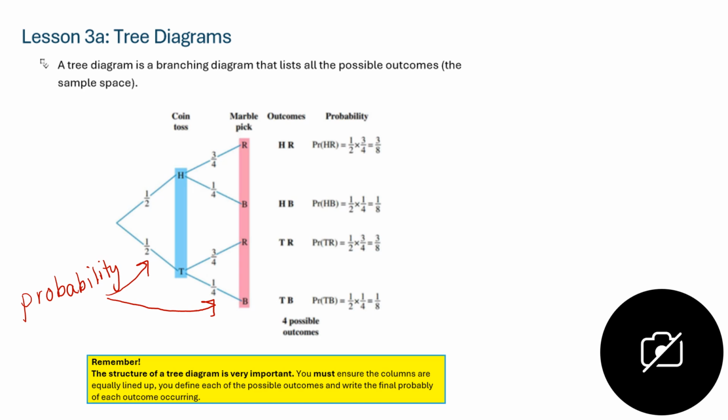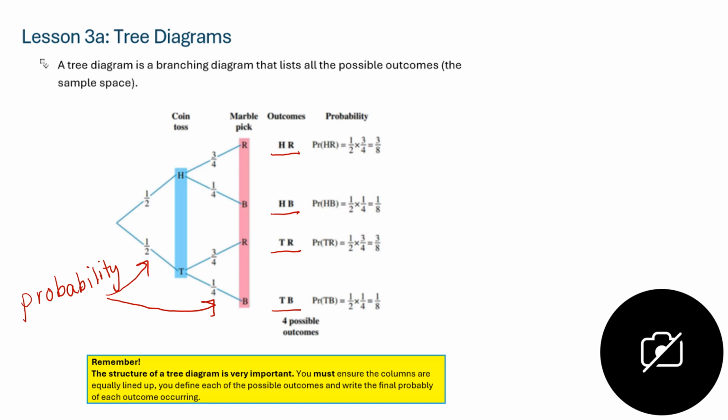After we've done our tree diagram, you can see that all of the outcomes are listed. So we can either have a heads and then a red marble, a heads and a blue marble, a tails and a red marble, a tails and a blue marble. And the probabilities are listed there as well. So all that we do to find the probabilities when it's in the tree diagram is we times everything together.